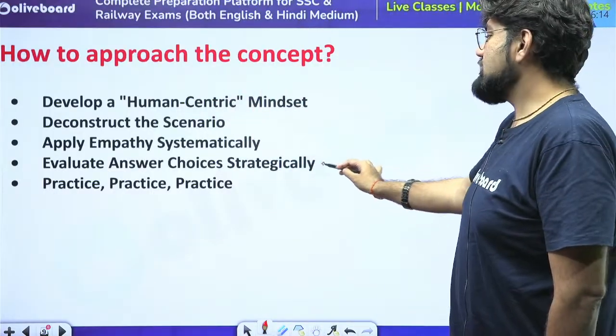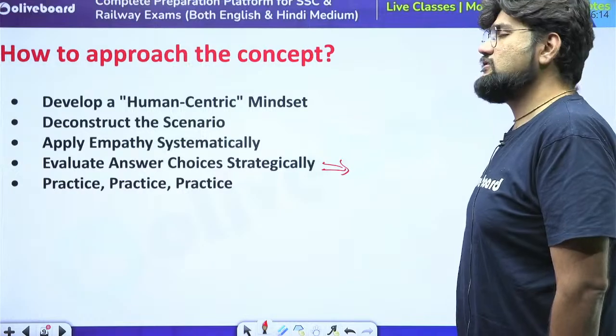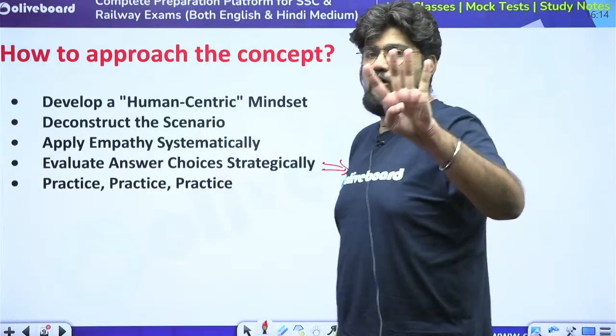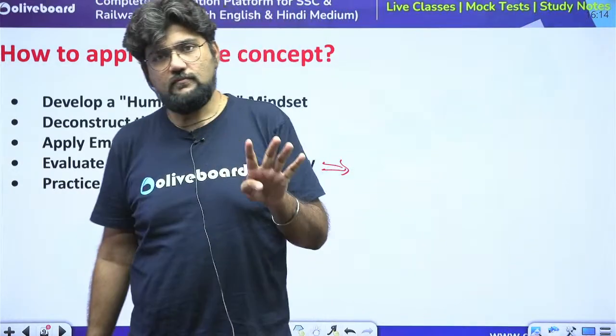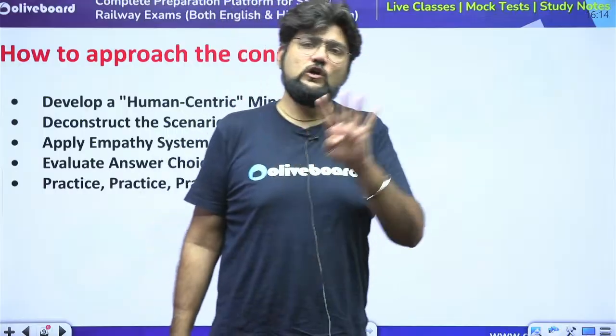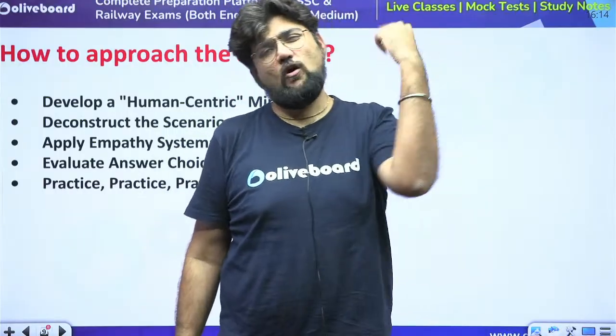Okay. This becomes a very strategic point. Evaluate answer choices strategically. See, you have 4 options. Now, out of 4 options, 2 of them maximum will be very obvious negative answers.